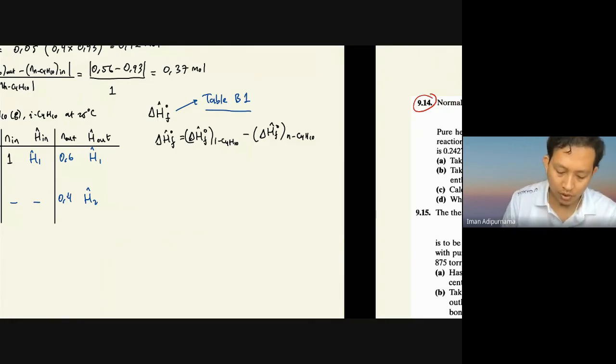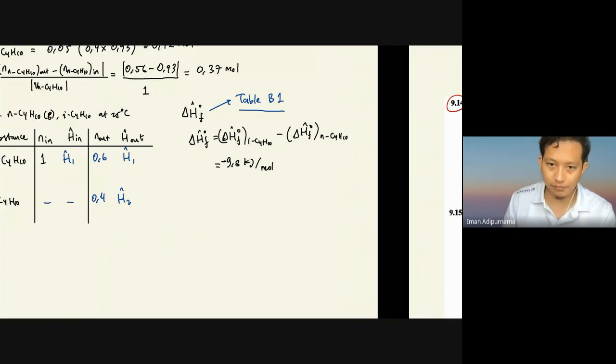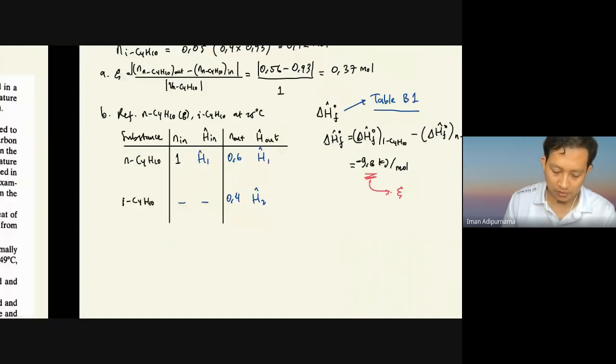And check table B1, and you get the delta HF is around, not exactly that number, but around 9.8. Oh, I think minus, sorry, minus. Okay, you get this for the delta. Then you can use it to multiply with the extent of reaction later, and combine with the table.